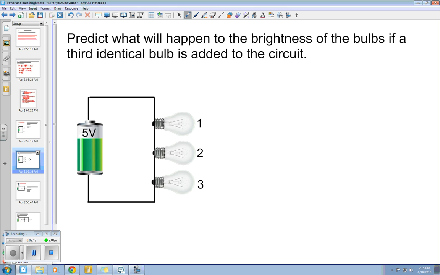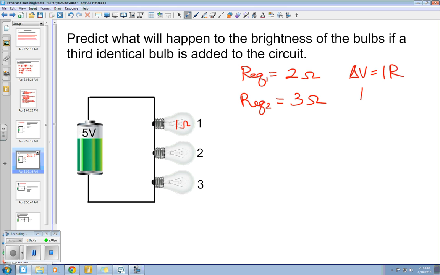So I know that the equivalent resistance of the first circuit is equal to 2, let's say that each bulb is 1 ohm. It's not really, but let's just say, is equal to 2 ohms. But the equivalent resistance of circuit 2 is equal to 3 ohms because there are 3 resistors. Now, I know that my delta V is equal to IR. So I is equal to delta V over R. So that means that the current in the circuit decreases.